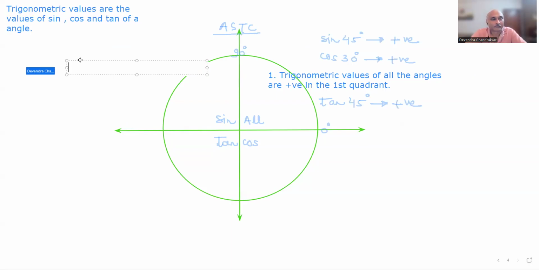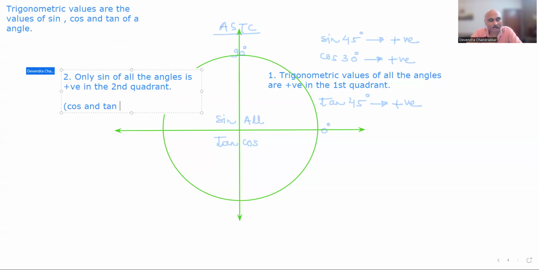Now second is only sine of all the angles is positive in the second quadrant, right? That means cos and tan are negative in it. Cos and tan are negative in it, right? So only sine of all the angles is positive in the second quadrant.